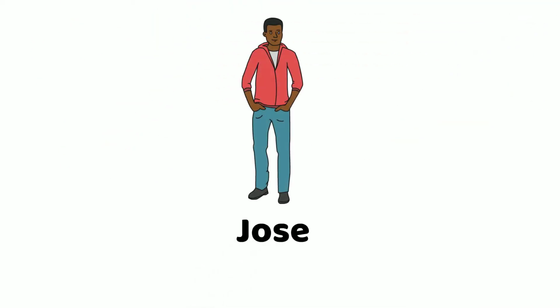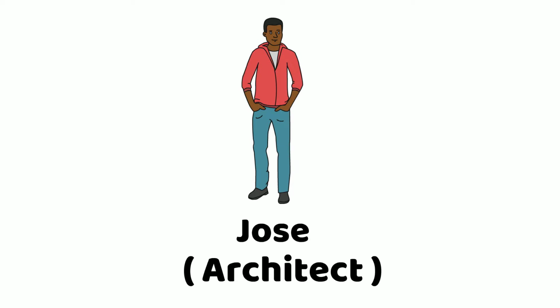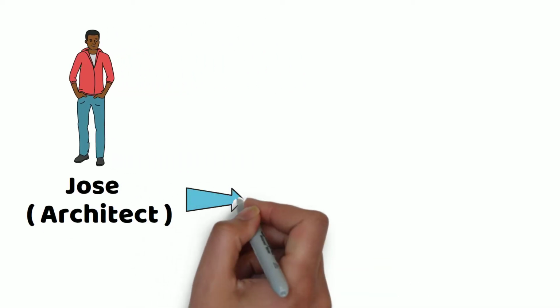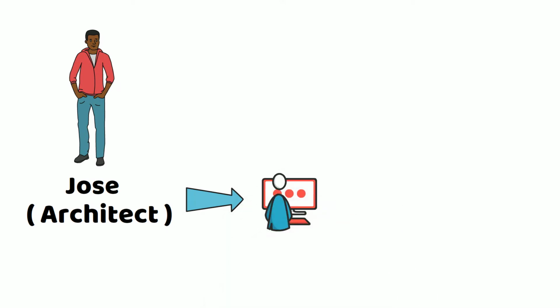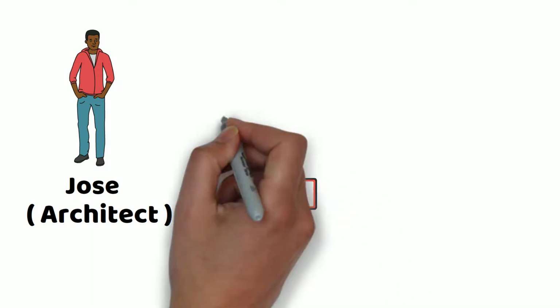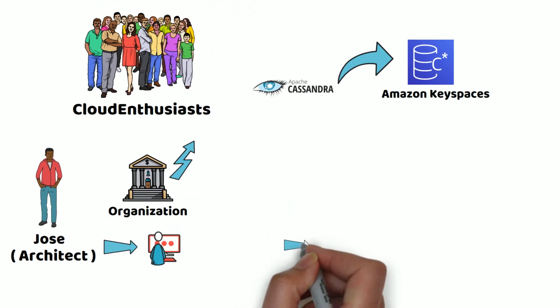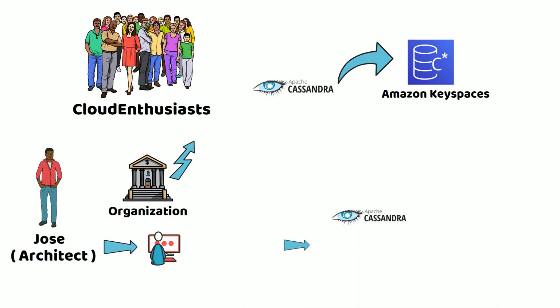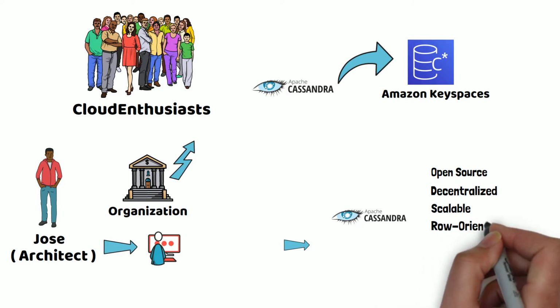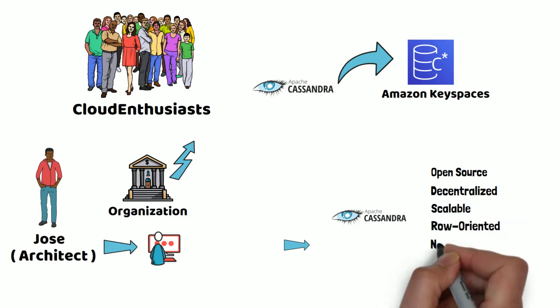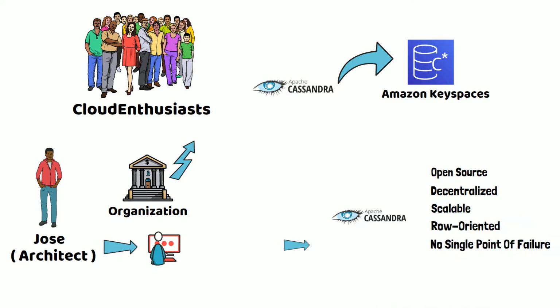Meet Jose. Jose is an architect working for a fictitious enterprise. Jose is responsible for designing reliable solutions that can scale with the organization's growth. For this reason, Jose used Apache Cassandra, an open source, decentralized, and highly scalable row-oriented database with no single point of failure.